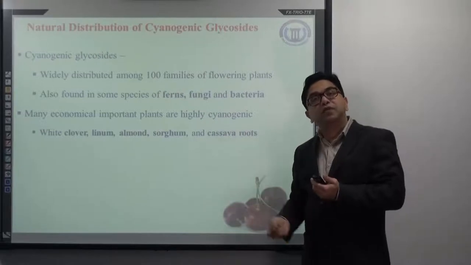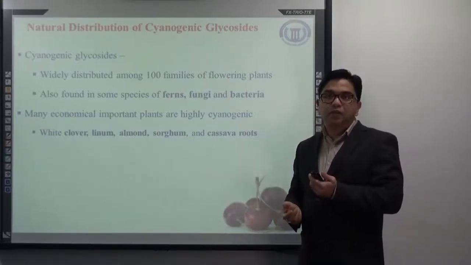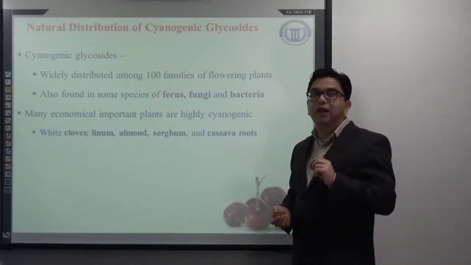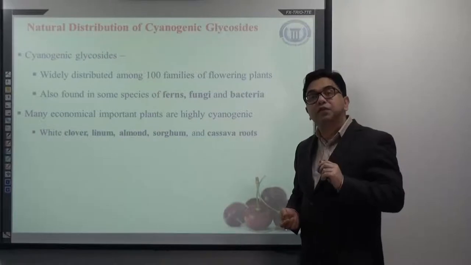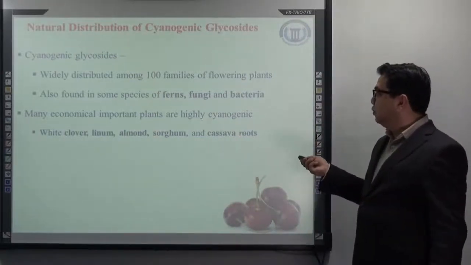The more cyanogenic glycoside present, the more bitter the taste will be. So try to buy the sweet almond. Bitter almonds are not that good for health because of the presence of cyanogenic glycoside. And the most important example is cassava root.